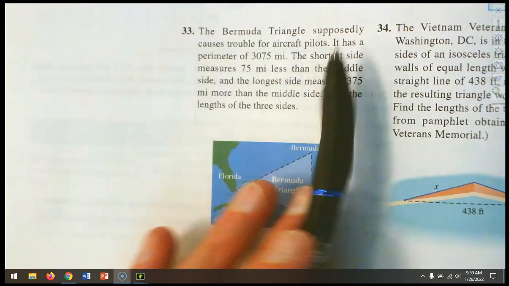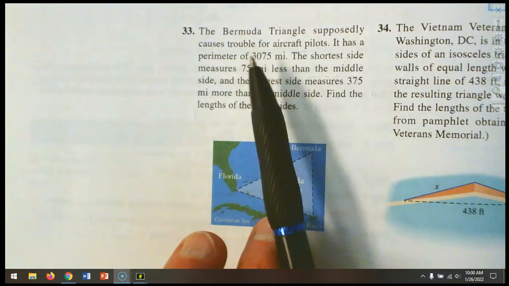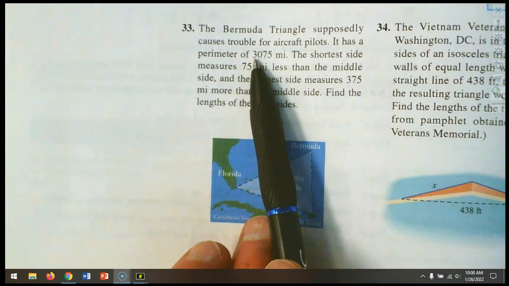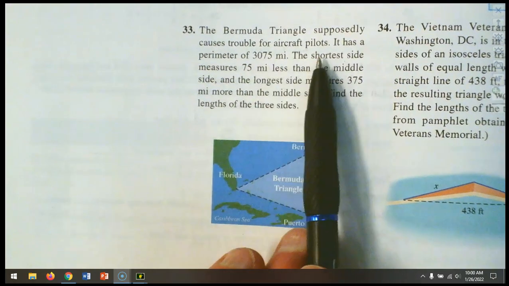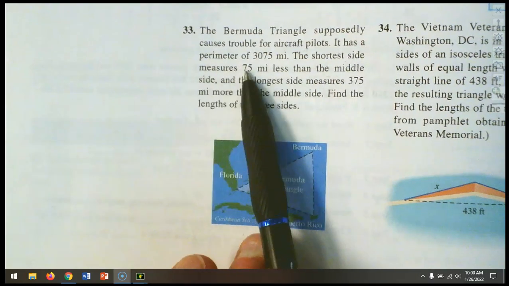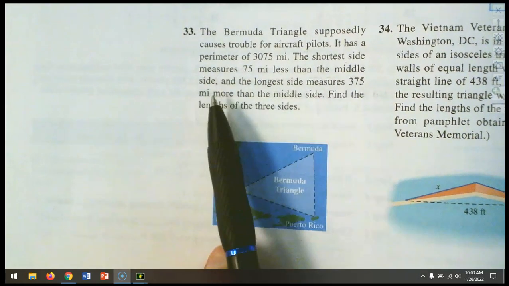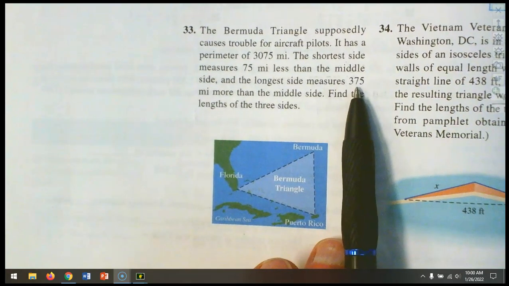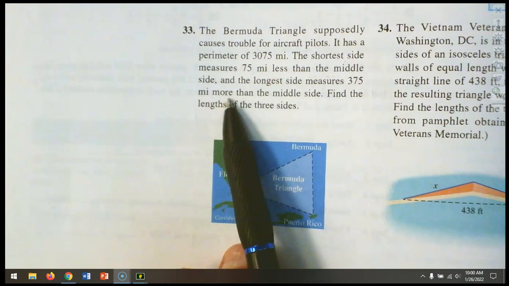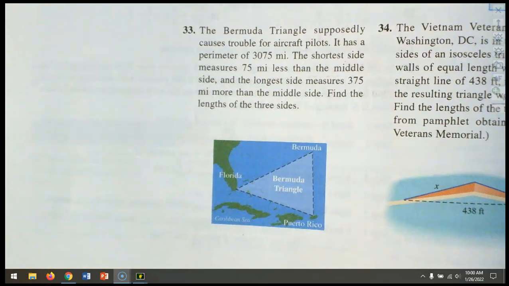So the Bermuda Triangle supposedly causes trouble for aircraft pilots. It has a perimeter of 3,075 miles. The shortest side measures 75 miles less than the middle side, and the longest side measures 375 miles more than the middle side. We want to find the lengths of the three sides.